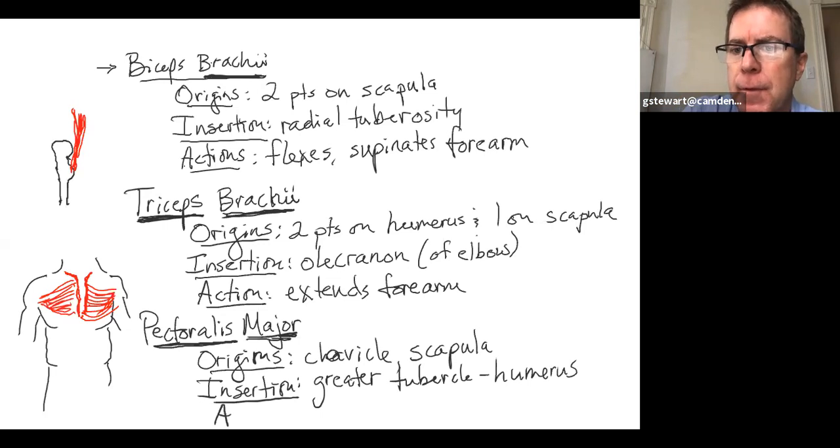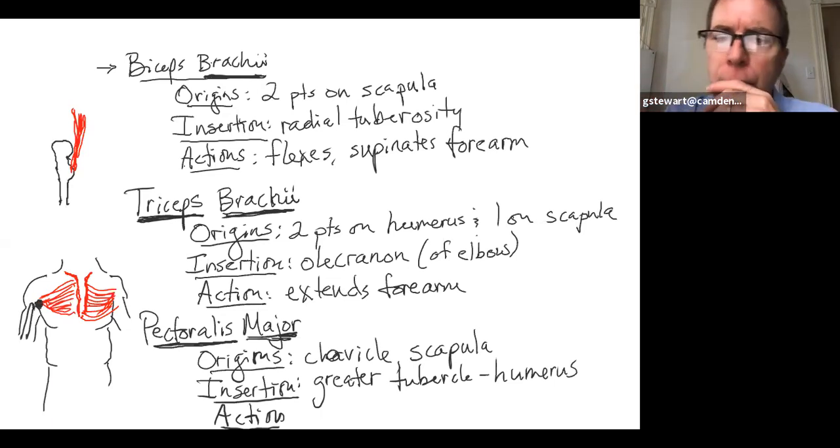Action. I'm going to list its main one. It does all sorts of things. So if the insertion point is here on this bone, the humerus bone, that's where movement's going to be. So it's going to do something to the humerus. Mostly, it acts as an adductor, ADD. Adduction means to move toward the midline.